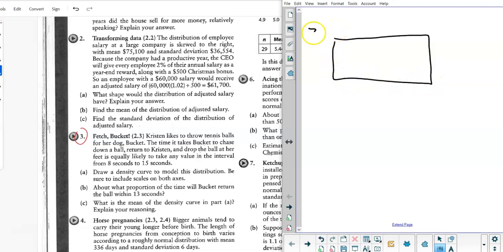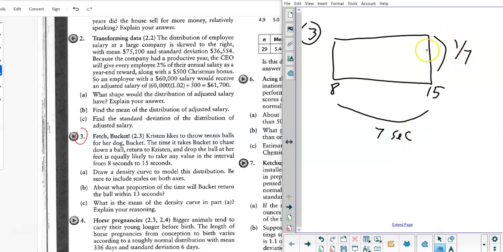And it says, for number 3, from 8 to 15 seconds. So 8 seconds and 15 seconds, which means the distance between those things is 7 seconds. The width would have to be 1/7, and the area under the curve, of course, is always 1. So we have the dimensions there. Draw a density curve. Be sure to include scales on both axes. So this is 1/7 on the way up and 8 to 15 there.